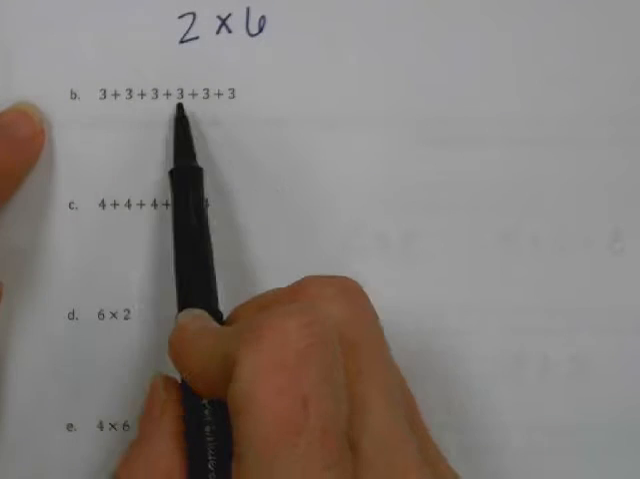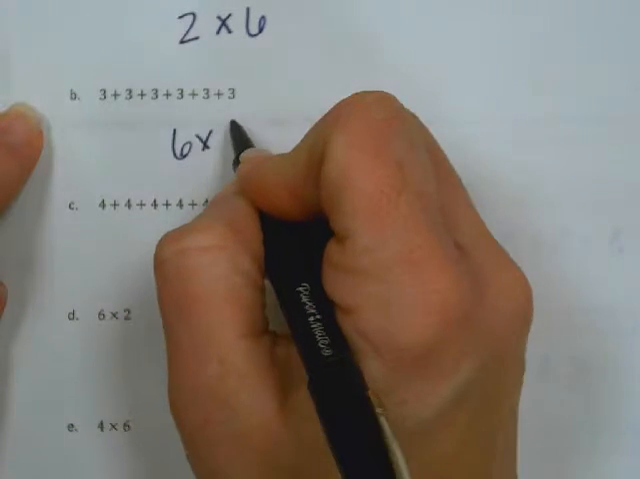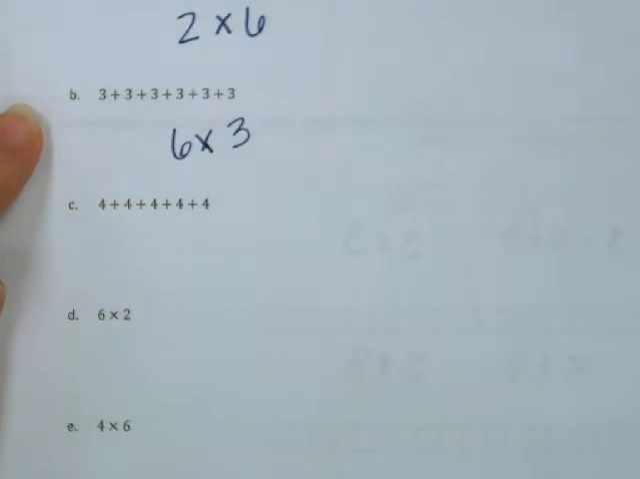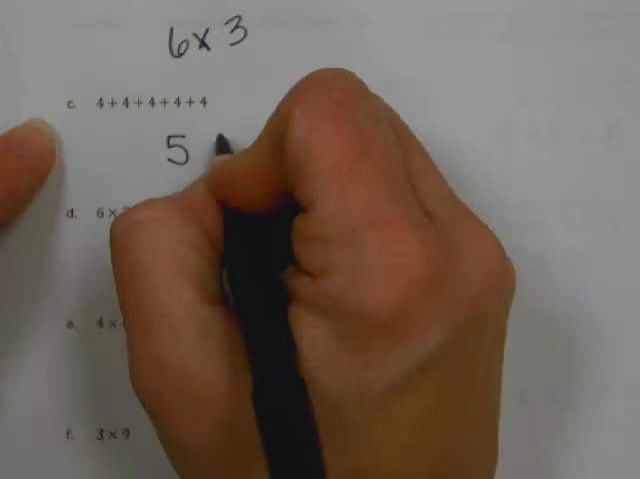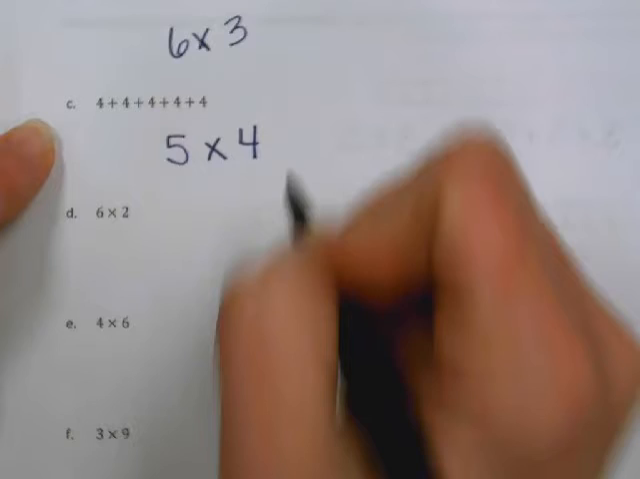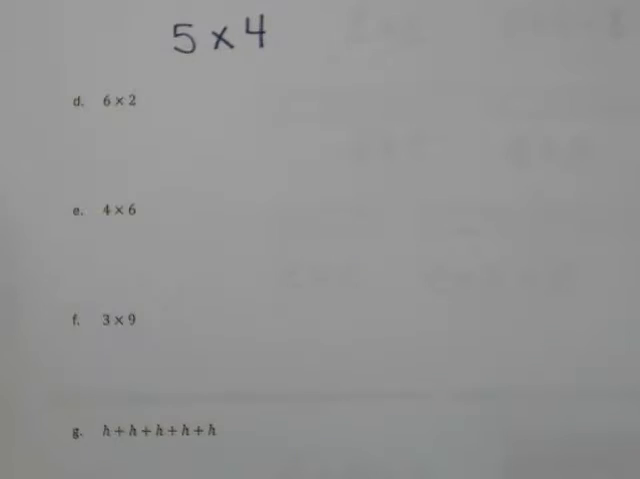Okay, so for B and C, for B you should have 6 times 3, because there are 6 3's in that repeated addition sentence, so it's 6 groups of 3. For letter C, you should have 5 times 4, because there are 5 groups of 4. D, E, and F give us the multiplication sentence, and we need to be able to write the addition sentence that goes with this.